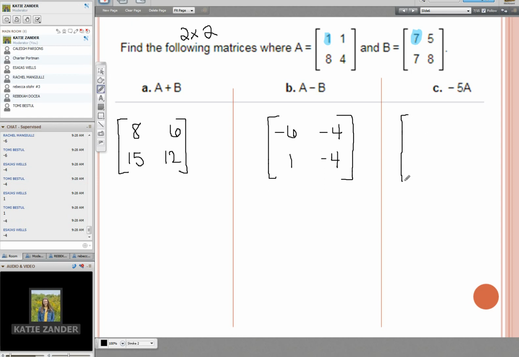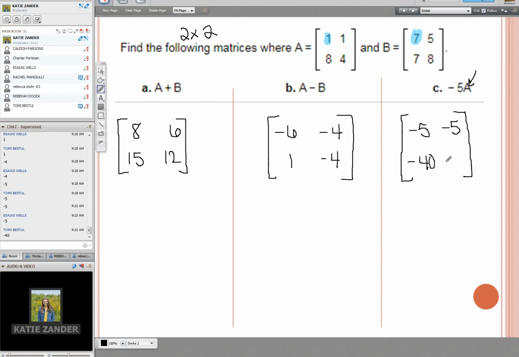Awesome. The last one, because it is just scalar multiplication, we just multiply every element in matrix A by the -5 to find our resulting matrix. So what is row 1, column 1 going to be? Row 1, column 2, row 2, column 1, and row 2, column 2. Yeah, so notice we just took matrix A and multiplied every number in there by -5. So -5, -5, -40, -20.